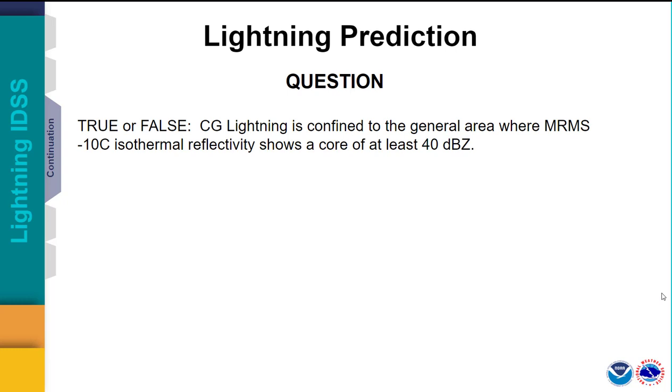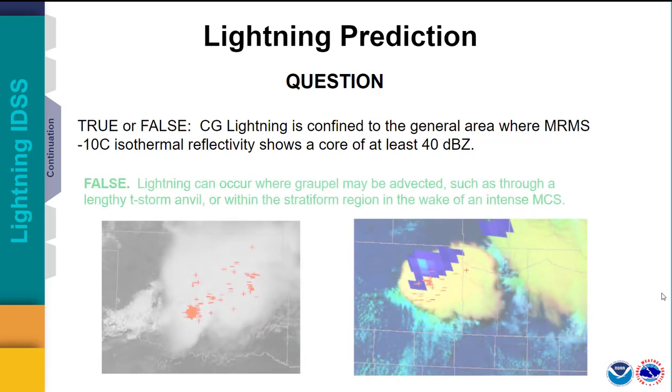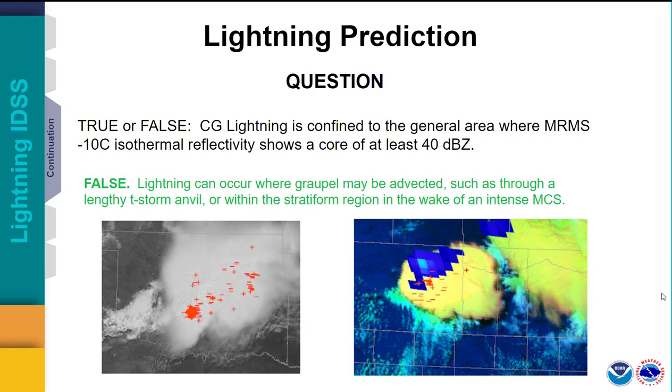Would you answer this question true or false? Since charged particles may not be limited to just the main updraft core, the answer is false. Charged particles could be advected through an anvil, as shown on the right, or stratiform region of a convective system, as shown on the left, leading to lightning a considerable distance from the storm core.